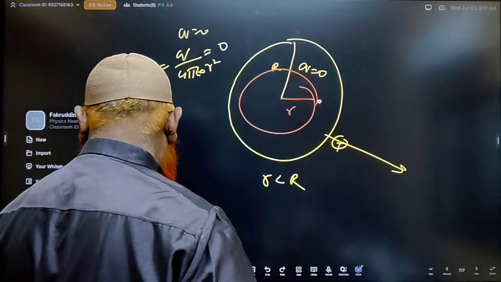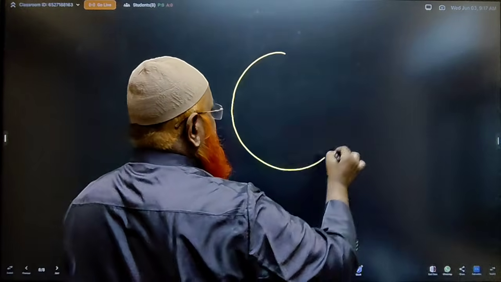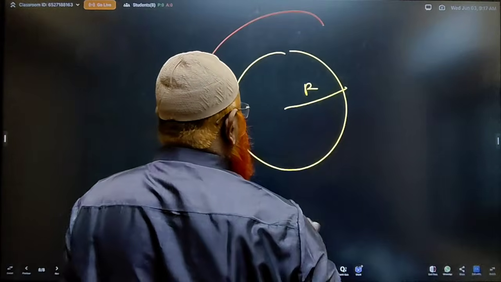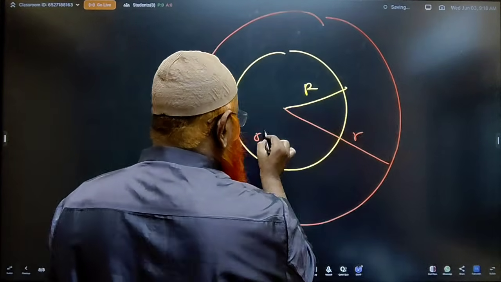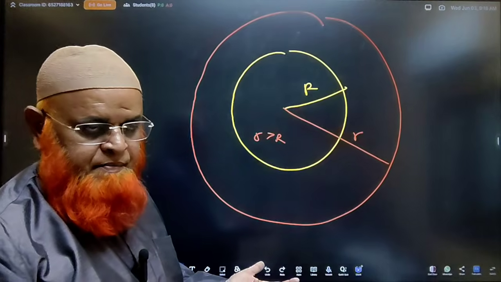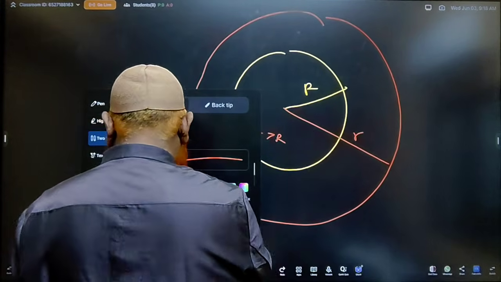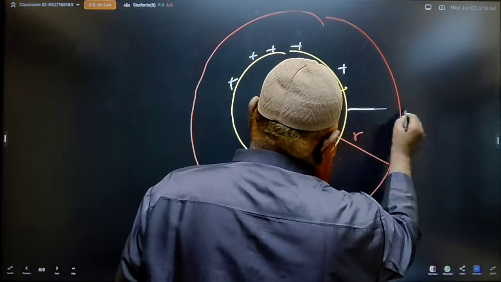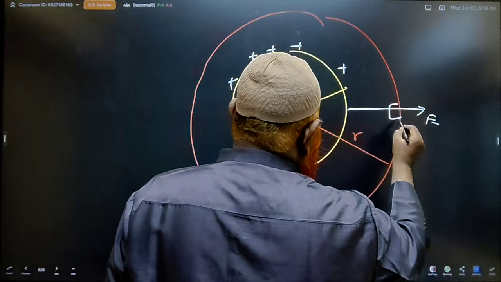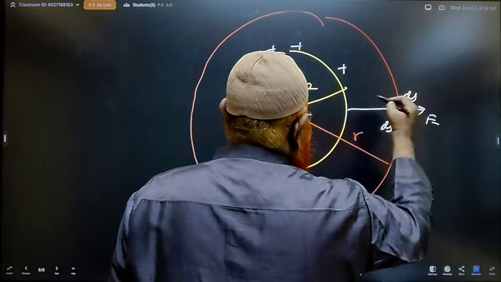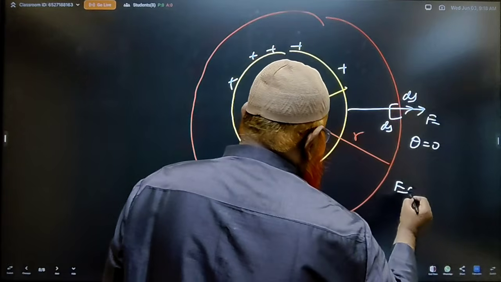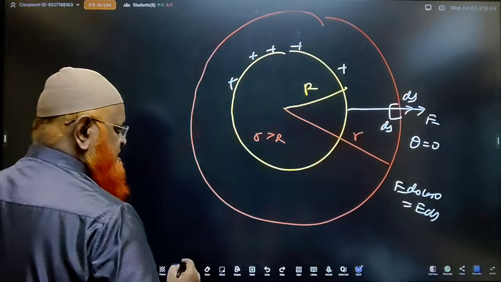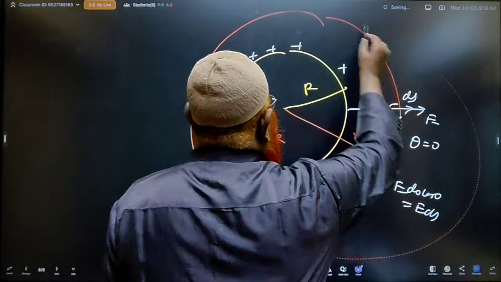Now consider a spherical surface whose radius is capital R, and you want to find the electric field intensity outside the surface, at a radius small r that is greater than capital R. There is a positive charge here and the electric field direction will be like this. If you take a Gaussian surface here, dS and E are in the same direction, theta is 0, and E dS cos 0 is E dS. Now I am going to apply Gauss law outside the sphere.